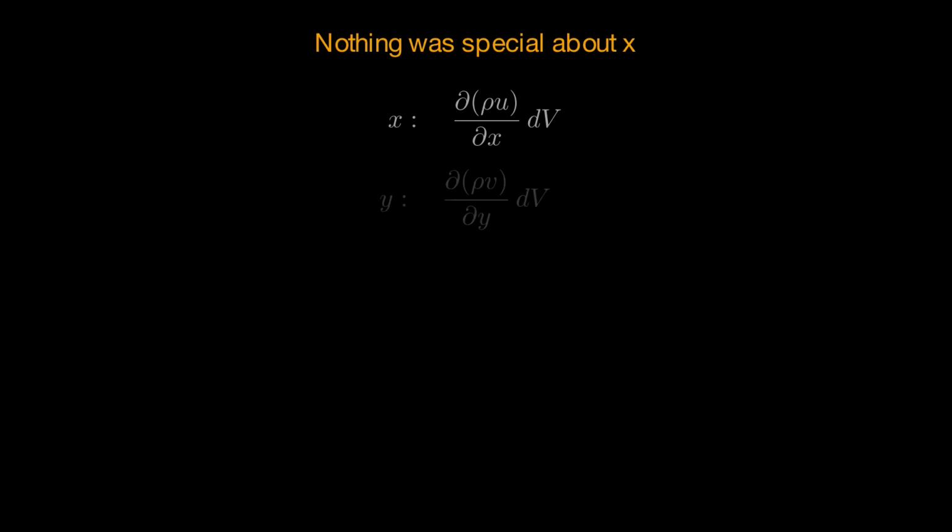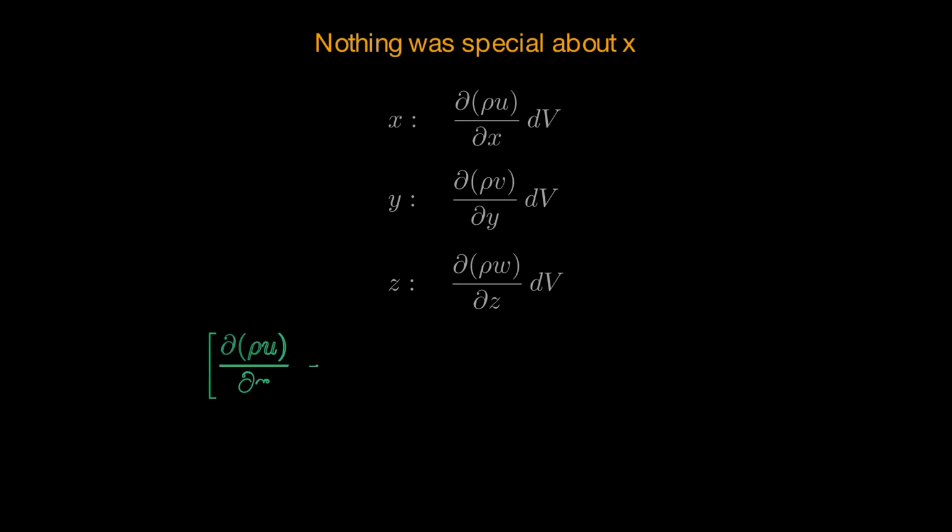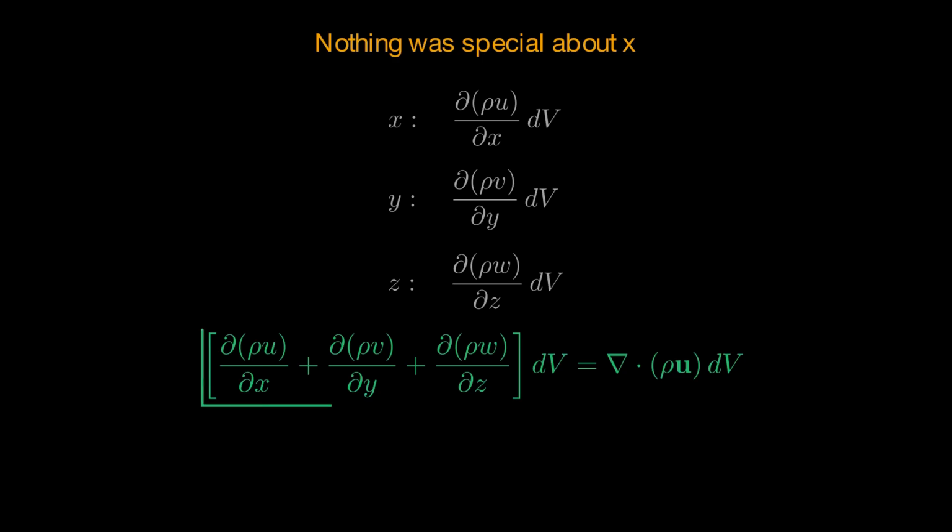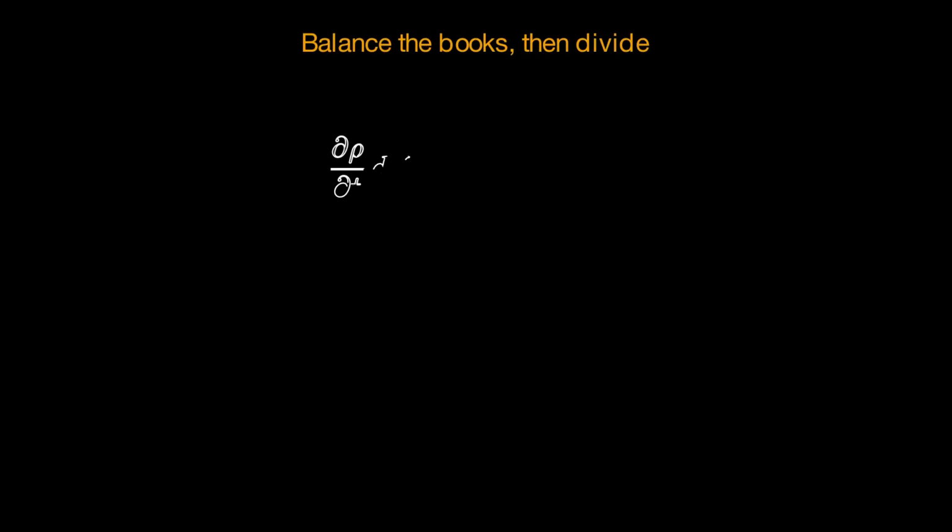Nothing in that argument cared that we picked x. Run the identical reasoning for the pair of faces facing y, and again for the pair facing z. Add the three contributions, and that sum, the three derivatives together, is exactly the divergence of rho times the velocity times dV. Time to balance the books.